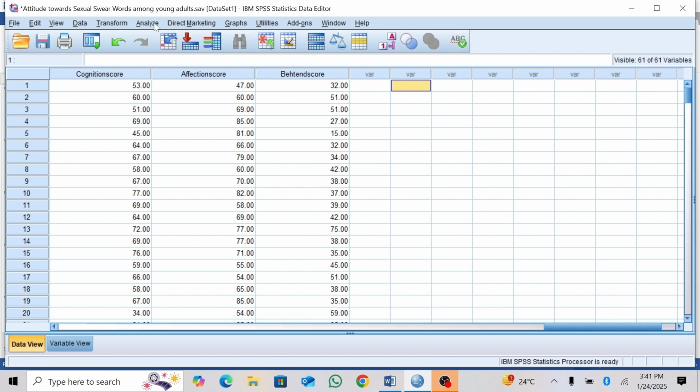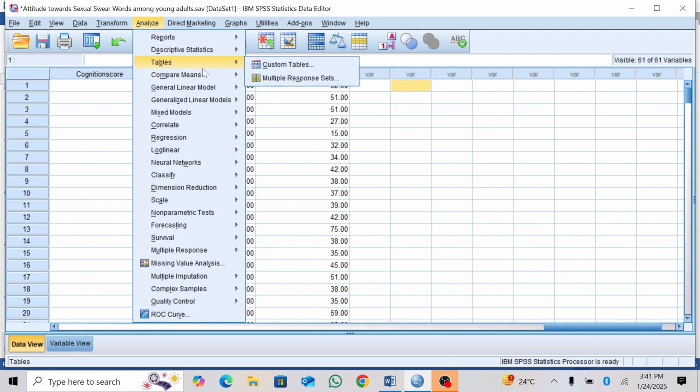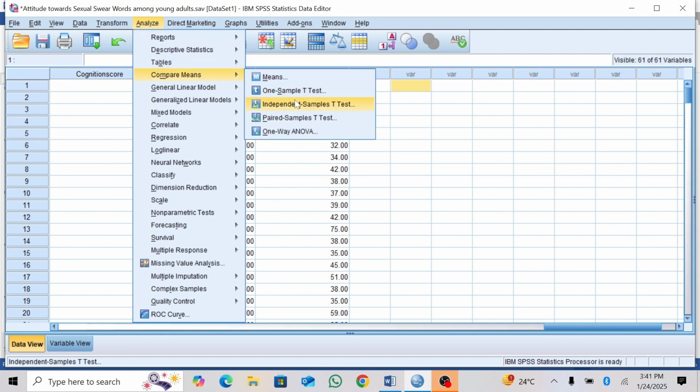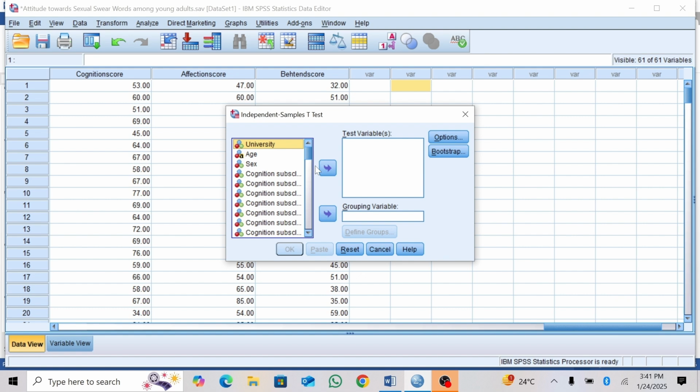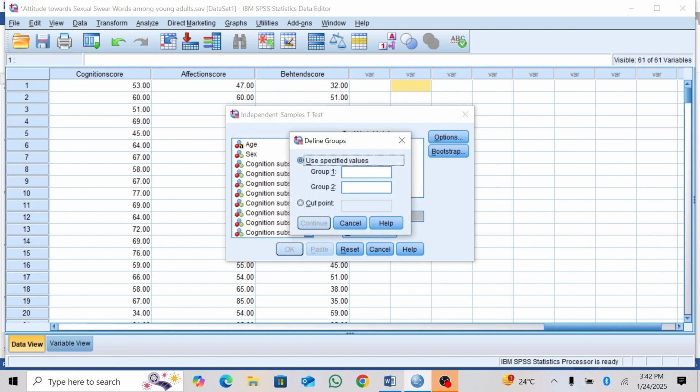Then we have to go to Analyze. Next we go to independent sample t-test, and now we have to specify what our independent variable is and what our dependent variable is. Otherwise you will not understand. In my research, university students was my independent variable, and gender was also one of my independent variables, but I want to see the effect of university type. So at first I have to specify university. Okay, define groups. There were two types of university in my research: one is public university and the second is private university.